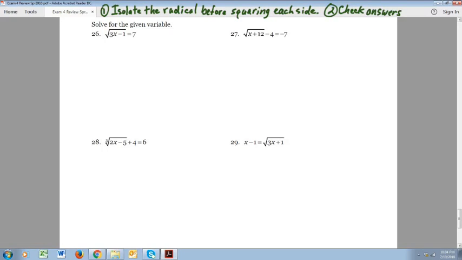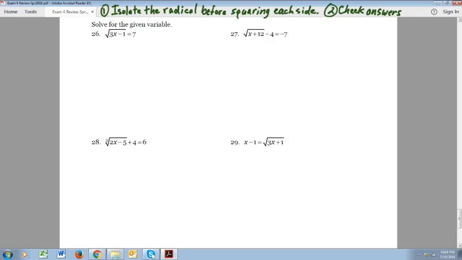We found out that you can do everything right and get an answer that doesn't work. By squaring both sides, sometimes you introduce a new answer that doesn't work in the original equation. So let's go ahead and get started.